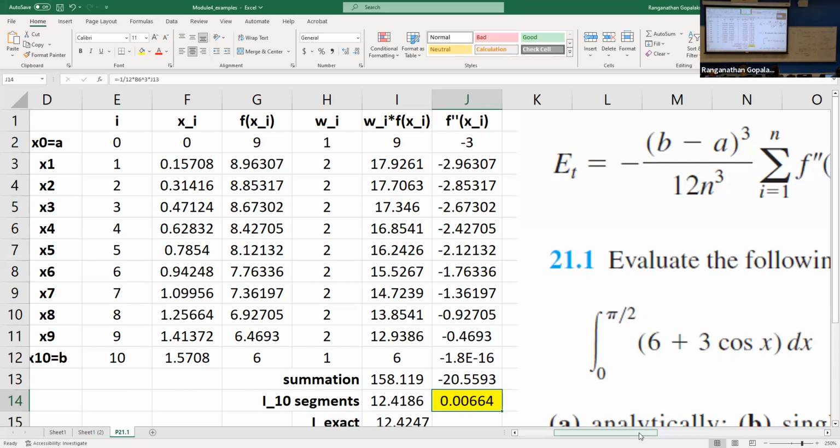Because somebody could ask you what is the difference between absolute error and error estimate, and you should be able to say absolute error is what you get by comparing with the correct answer, and when you don't know the correct answer, you make an estimate. That is what we call the error estimate. That is what this ET is, error estimate. Okay.